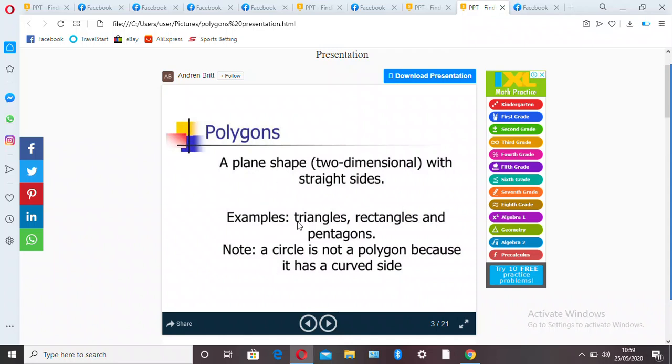So examples of polygons, we have triangles. Of course, you know triangles have 3 sides. Rectangles have 4 sides, so it's a polygon too. Pentagons too, it's an example of a polygon. We say a circle is not a polygon because it has a curved side; it does not have lines or sides. You just draw a circle by drawing a curve. Okay, so a circle is not a polygon.